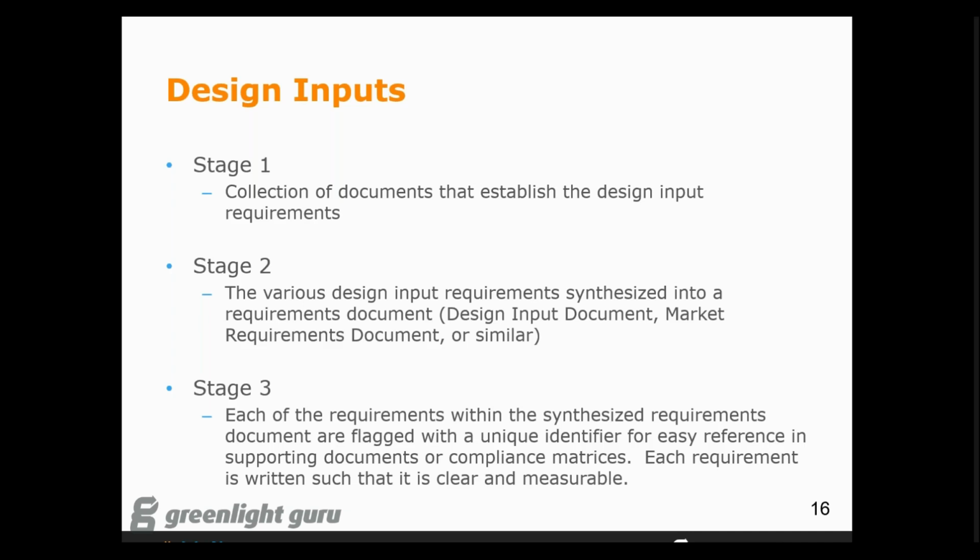Now what I'm starting to see is what I would consider a stage 3, or the most mature type of approach, where not only have they pulled these things together, but a lot of times the document is in paragraph form. There's a lot of text in there, and it's hard to clearly identify the specific measurable requirements.